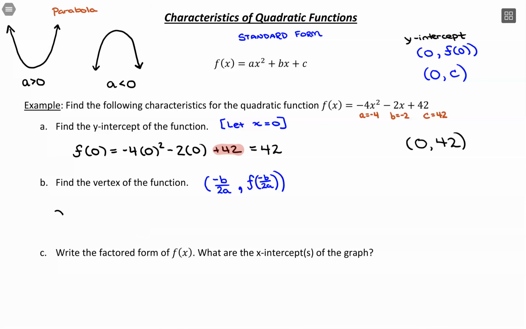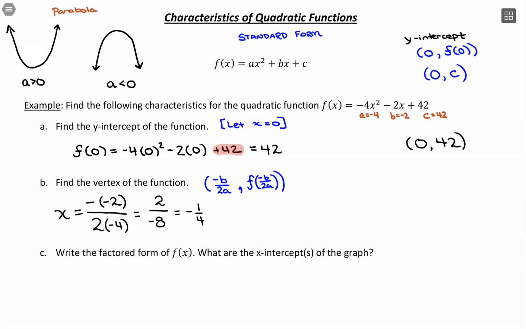If I want my x-coordinate, I'm going to take negative b, so I'm going to have negative, and b is a negative 2, so I'm going to end up with a double negative there. One negative comes from the structure of negative b over 2a, and one negative comes from the actual number, all over 2 times a, which is negative 4. Then we simplify this down. A double negative makes a positive, so we'll have positive 2 over 2 times negative 4, which is negative 8, which simplifies down to negative 1/4.